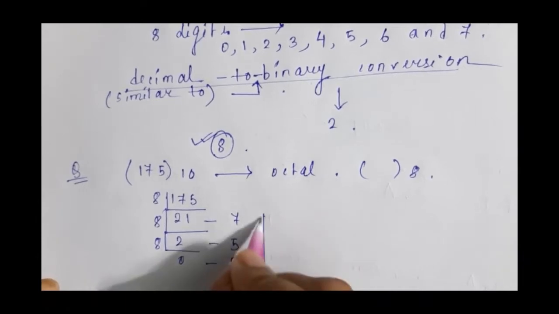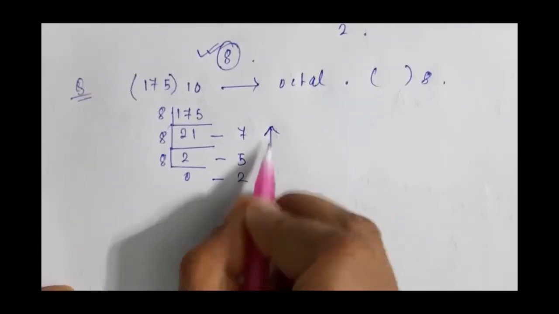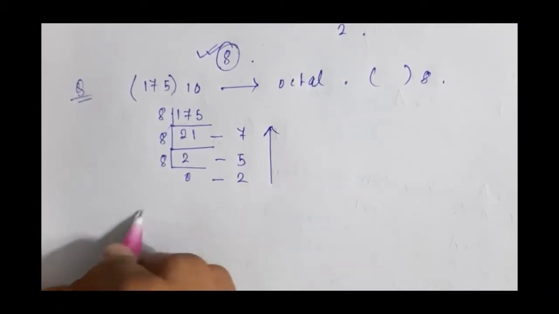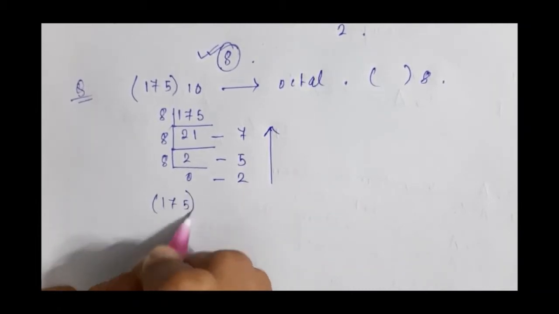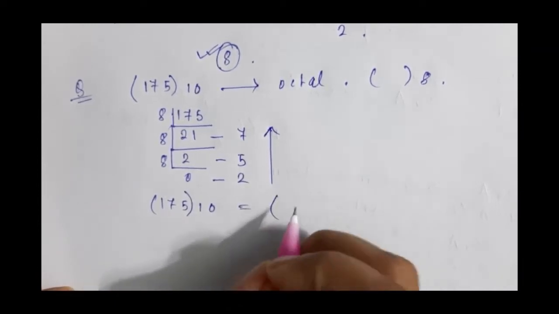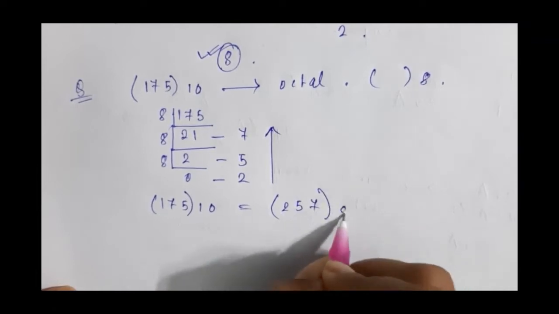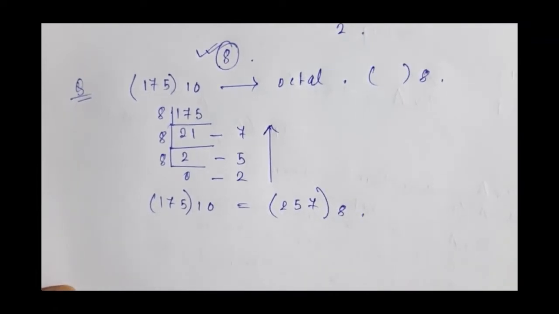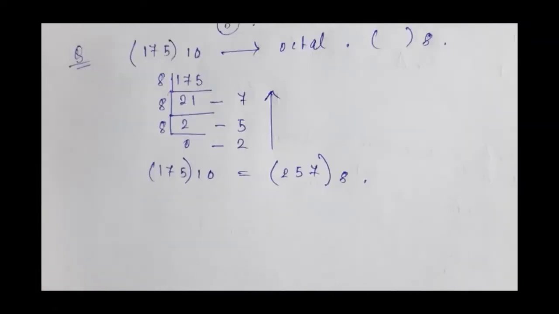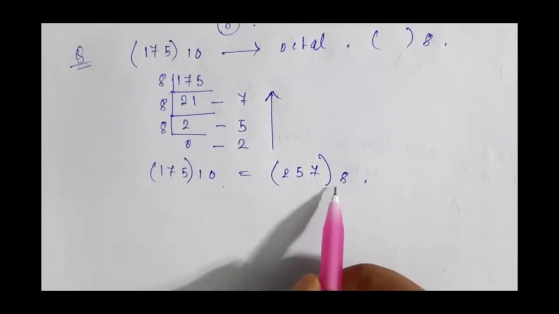Then we'll go from down to up. So this will be equal to 257 base 8. So like this we can convert decimal to octal.